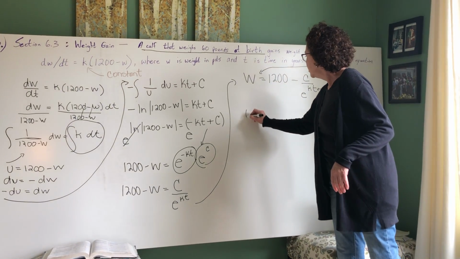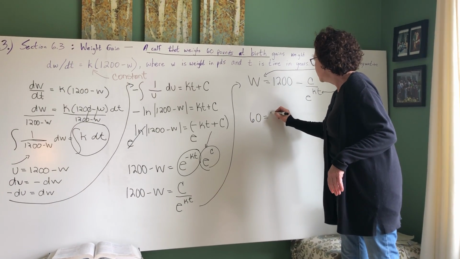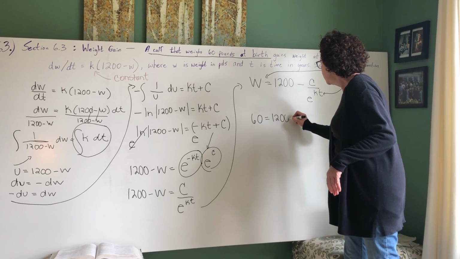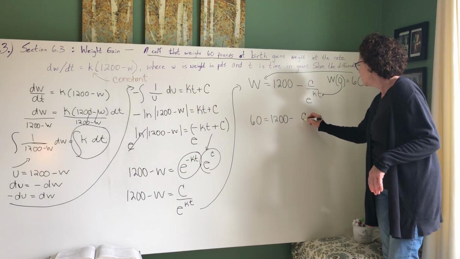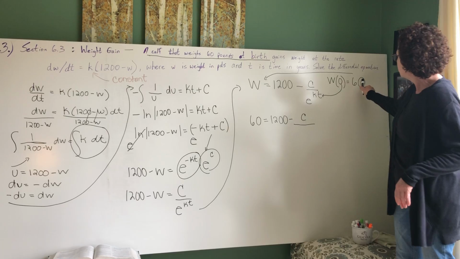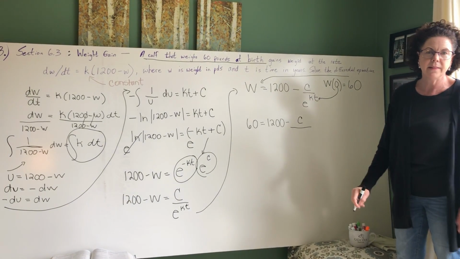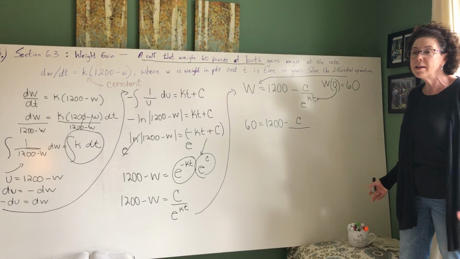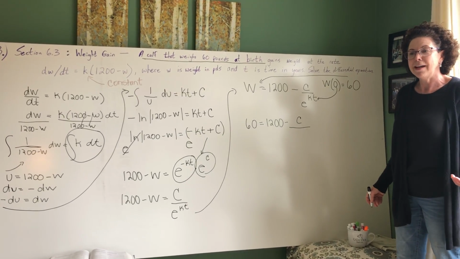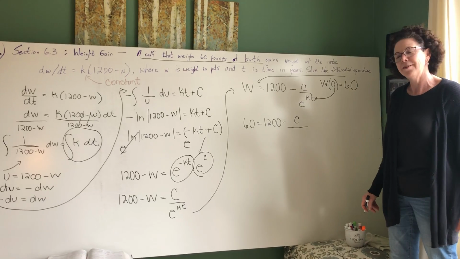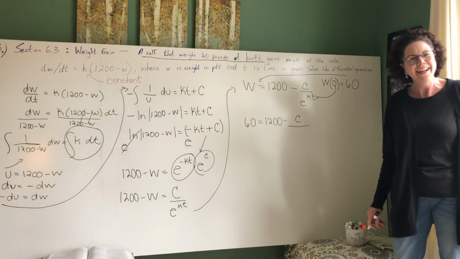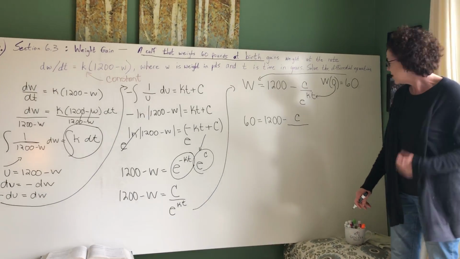Let's take a look here. 60 equals 1200 minus C. Notice when you put a 0 in for the time, that is e to the 0, and anything to the 0 power is what? Do you know, Doug or Bill? Anything to the 0 power is what? I don't have a clue. It's 1. One. Yes, it's 1. Yeah. It's 1. Very good.